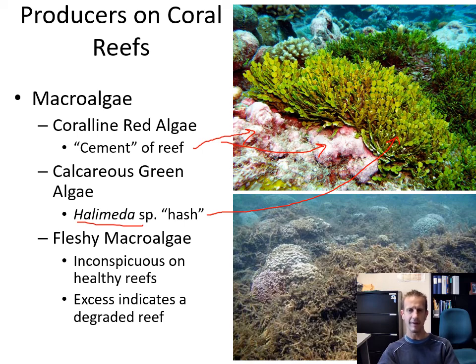Then there are some algae on reefs that are more like typical seaweeds. We call them fleshy macroalgae because they're rubbery and fleshy like flesh. Now a healthy reef doesn't have much of this typical seaweed on it. But an unhealthy reef can have massive amounts of fleshy macroalgae on it. And that's kind of a harbinger of doom for a reef. If it's getting covered in algae, it means that reef is dying. Something is out of balance there.